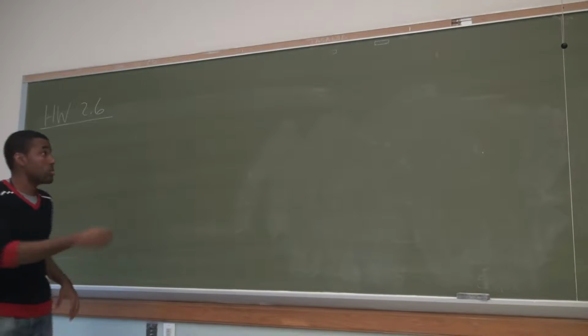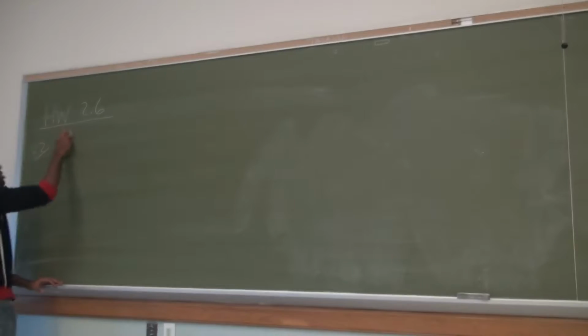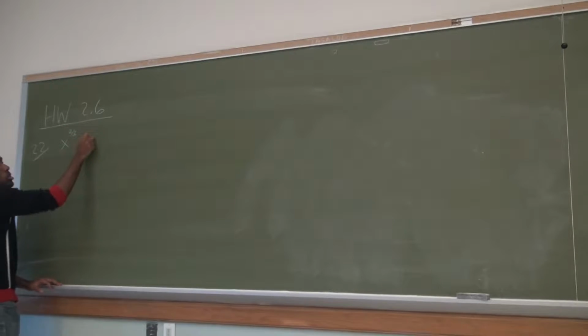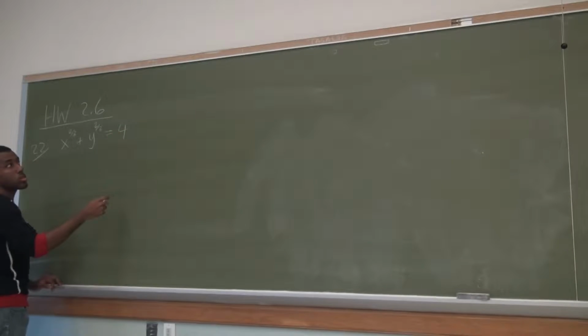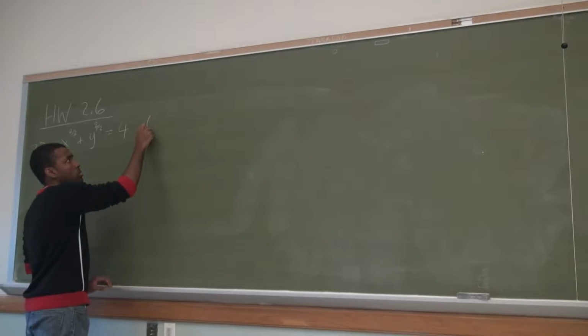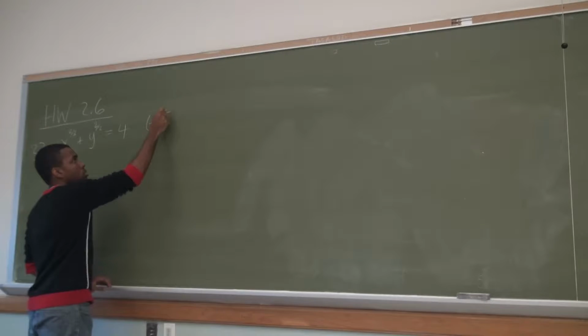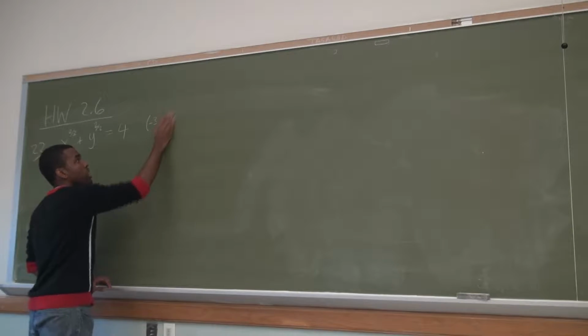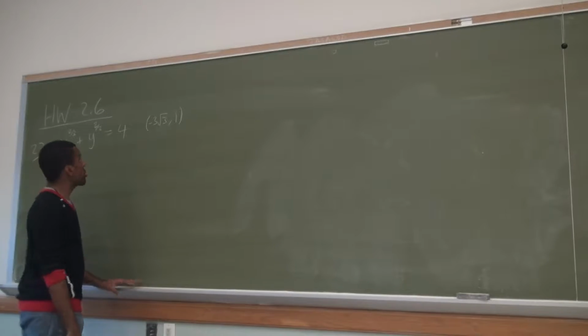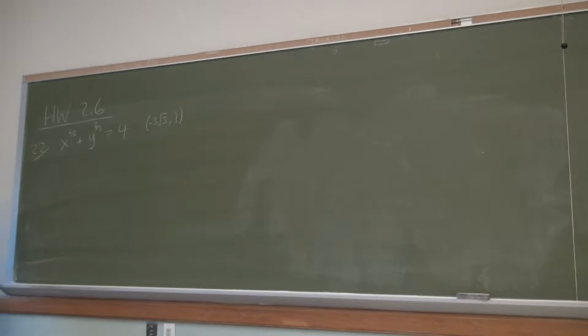The equation is x to the power 2/3 plus y to the power 2/3 equals 40, at the point negative 3 radical 3, comma 1. What was the question? Find the equation of the tangent line at that point.